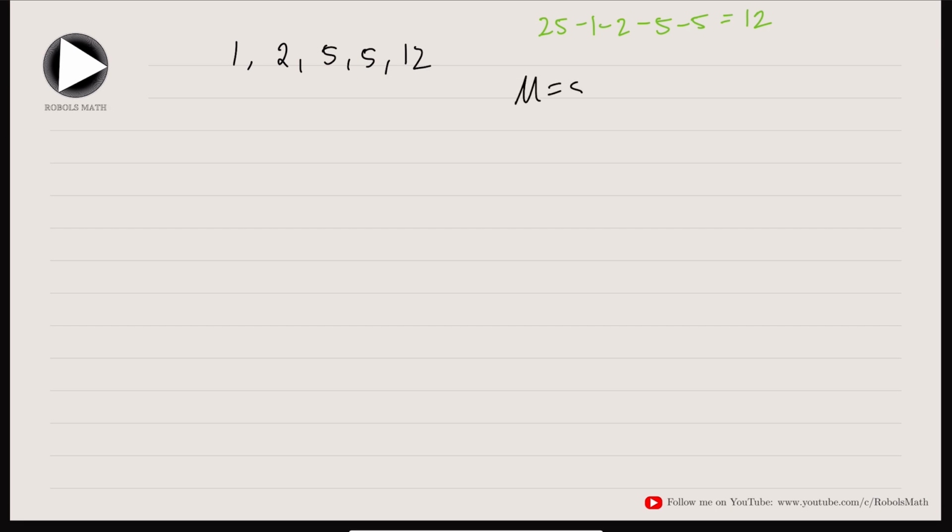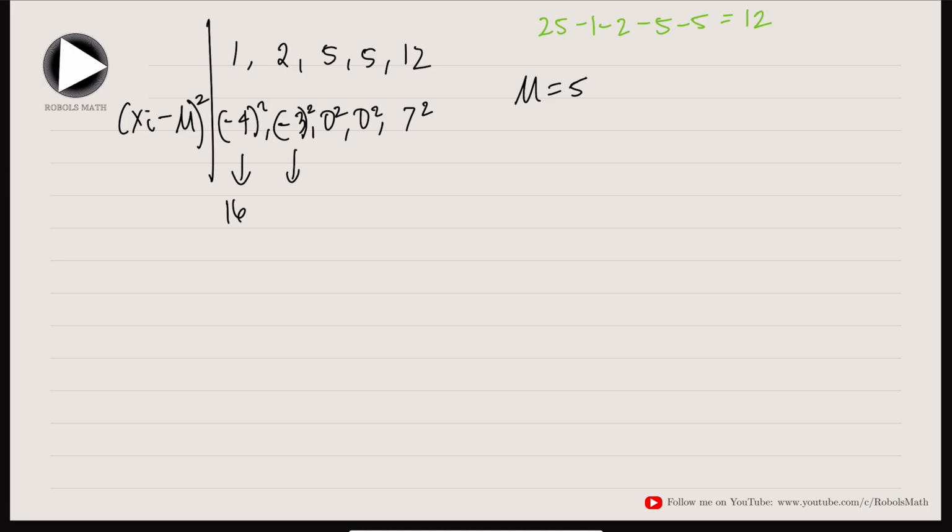The mean is 5. So x_i minus mu in this case is 1 minus 5, that's negative 4. This is negative 3. This is 0, 0, and then this is positive 7. We square them: negative 4 squared, negative 3 squared, and so on. So this is 16, 9, 0, 0, 49. And finally, we add them up. 16 plus 9 is 25, plus 49 is 74.